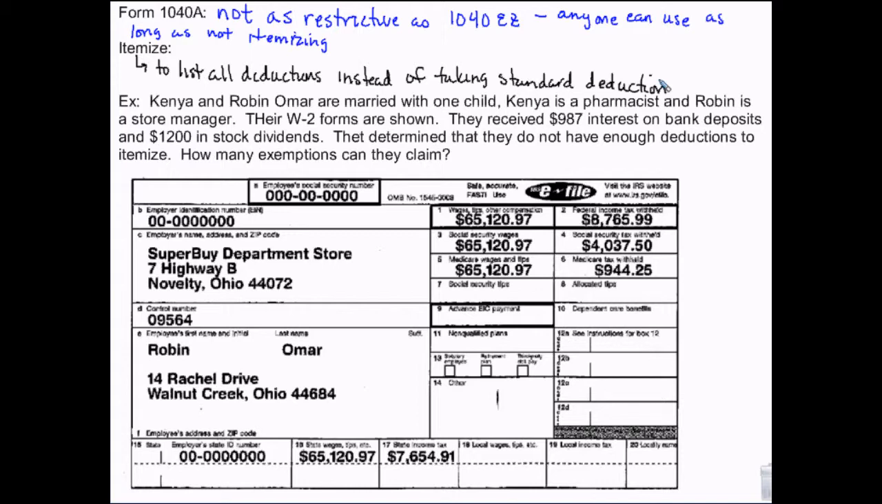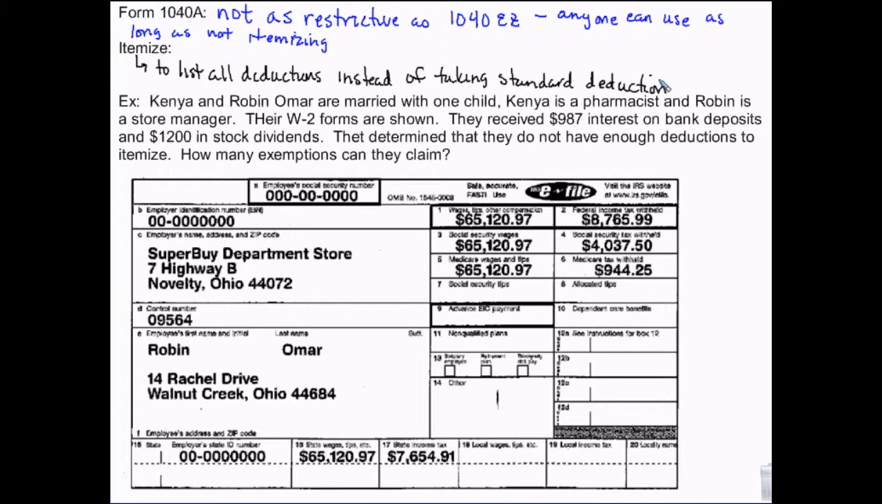The 1040A is still considered a short form. You'll have the deduction and the exemptions as separate sections, and that's because with the 1040A you can have dependents, whereas on the 1040EZ you could not have dependents. You could only be single or married filing jointly.